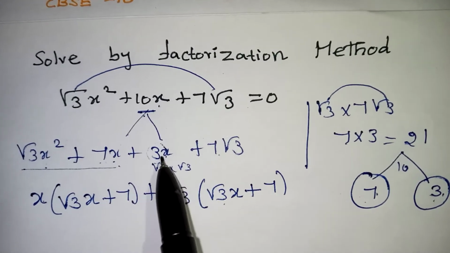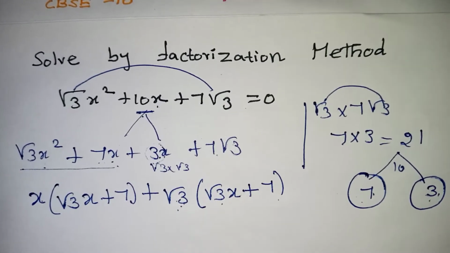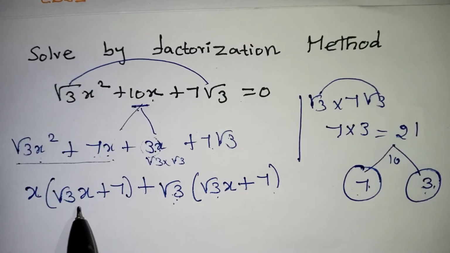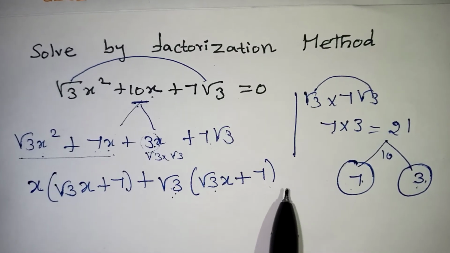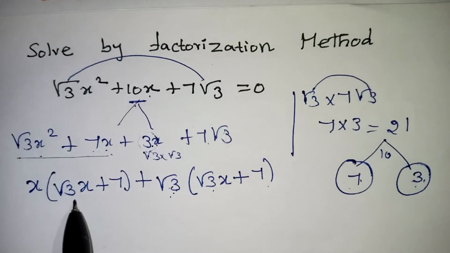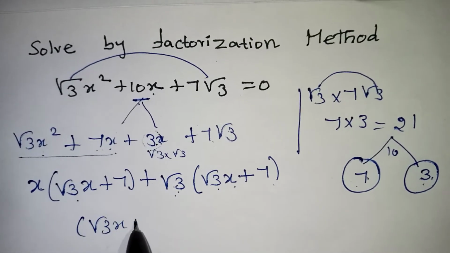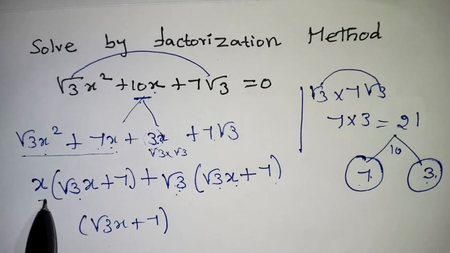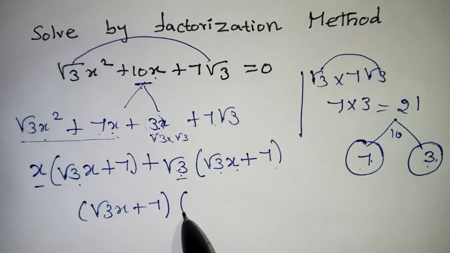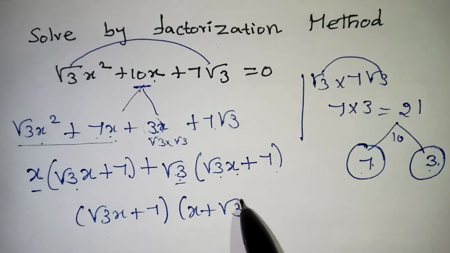Now if you multiply this by root 3, the question will come correctly. Root 3 into root 3 x will be 3x, and root 3 into 7 will be 7 root 3. Now, inside the bracket, whatever we have written should be the same: root 3 x plus 7, root 3 x plus 7. So we can take root 3 x plus 7 as a common term. Now the remaining here is x, and here is root 3. So x plus root 3 we can take.